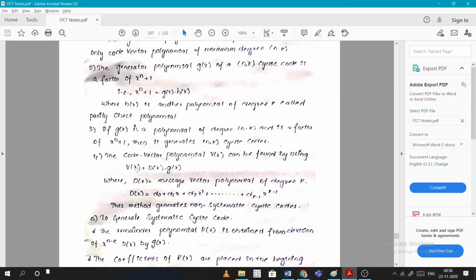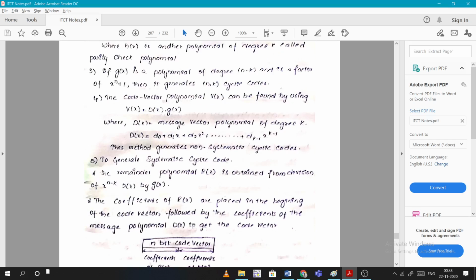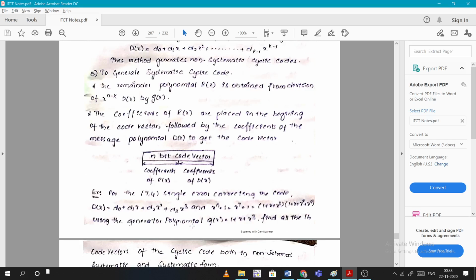So basically we'll get v of x equals d of x into g of x. To write it with the generator polynomial as I said, we will write this, but we will get a non-systematic cyclic code. When you write d of x into g of x directly, we will get a non-systematic cyclic code. Okay, so basically let's see how it will be.